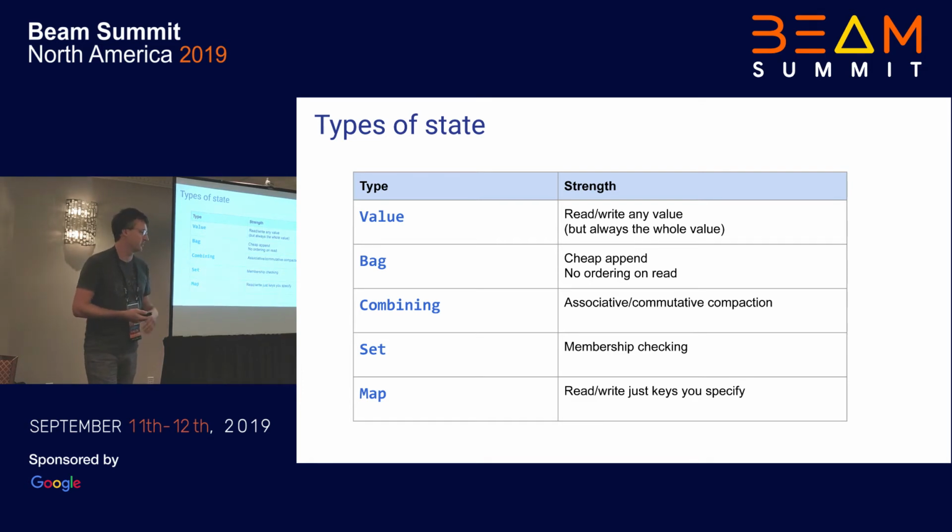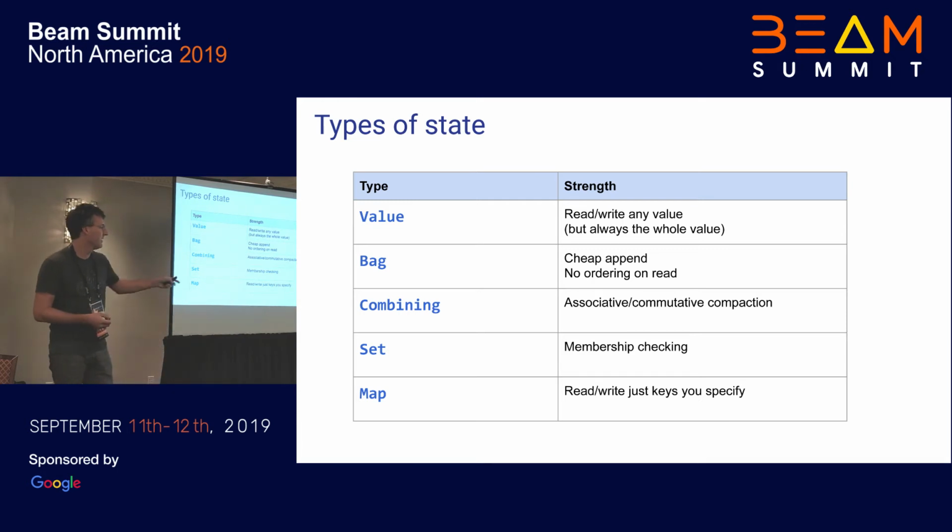Set state should have cheap membership checking, right? You don't have to read the whole thing and then check membership. You can just do it with a quick query. And map state is very similar to set state, except you have a value associated with the key. Map state and set state both have cheap partial reads, just like bag and combining states.